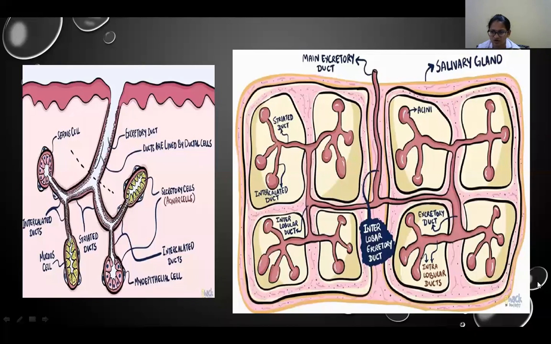This is about the organization of the lobes and lobules. The intercalated ducts and striated ducts fuse together and form an interlobular duct. The interlobular ducts fuse together and form an interlobar excretory duct. It is called the main excretory duct, which opens the secretory products onto the surface. This is the organization of the ductal system.